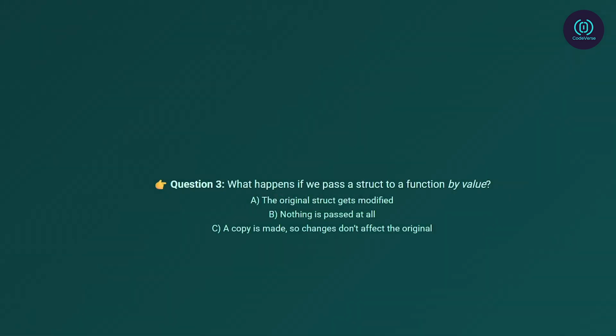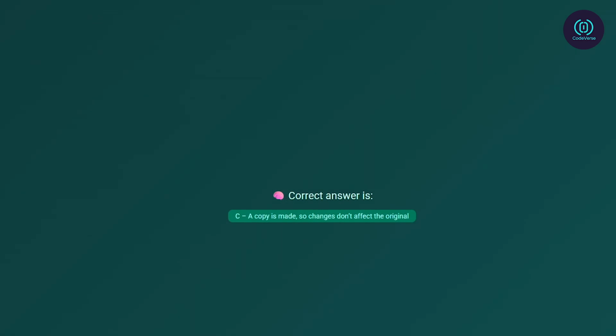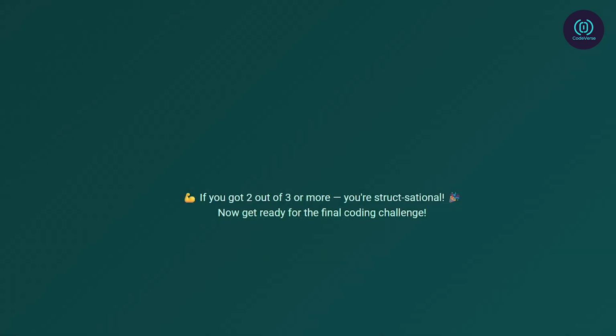Question 3. What happens if we pass a struct to a function by value? A, the original struct gets modified. B, nothing is passed at all. C, a copy is made, so changes don't affect the original. You got it. It's C, a copy is made. That's why we use references or pointers when needed. Awesome work. If you got 2 out of 3 or more, you're Structsational. Now, are you ready for the final challenge?